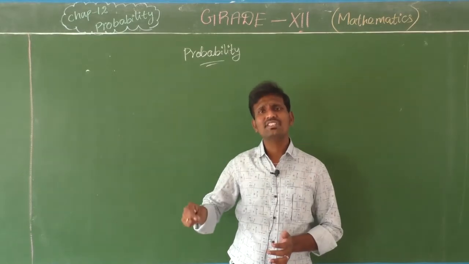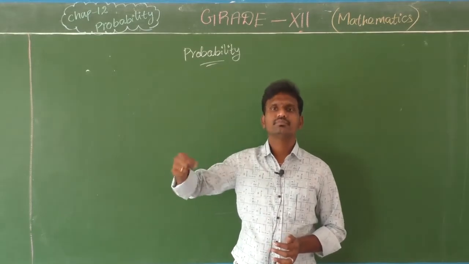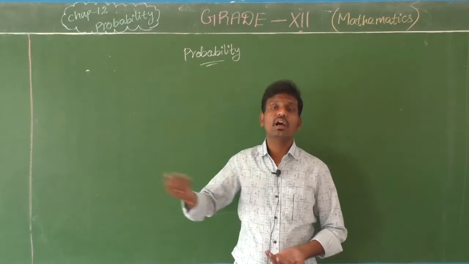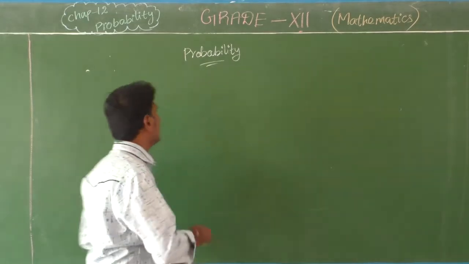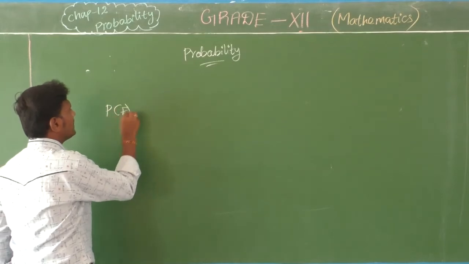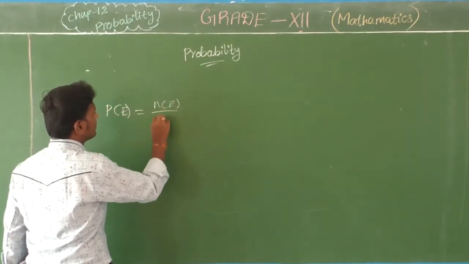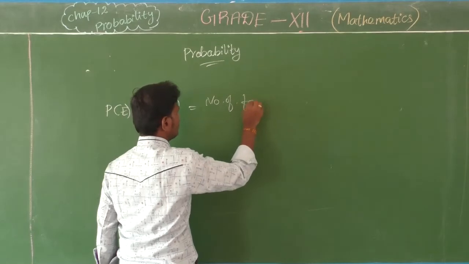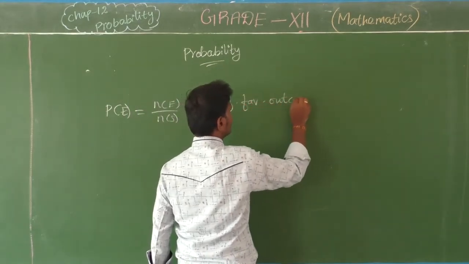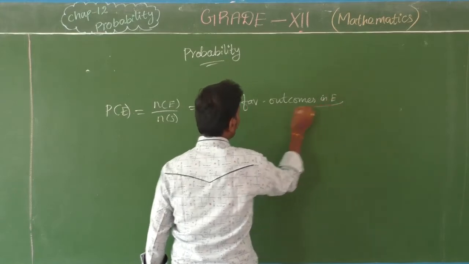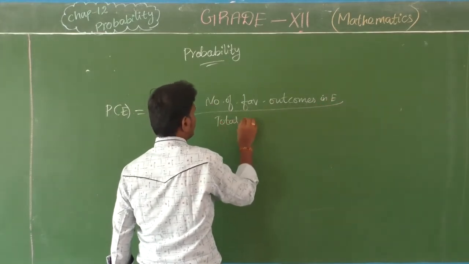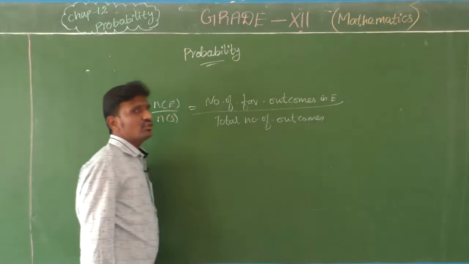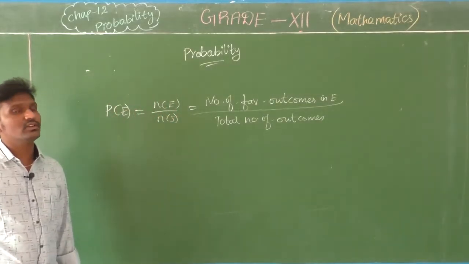And after that, each sample space gives trials. And what about the outcomes? One outcome. You know these very well. And the formula we see is P of E is equal to N of E by N of S, which is the number of favorable outcomes in the event E divided by the total number of outcomes. This is the formula we use the most in your 12th syllabus, no?